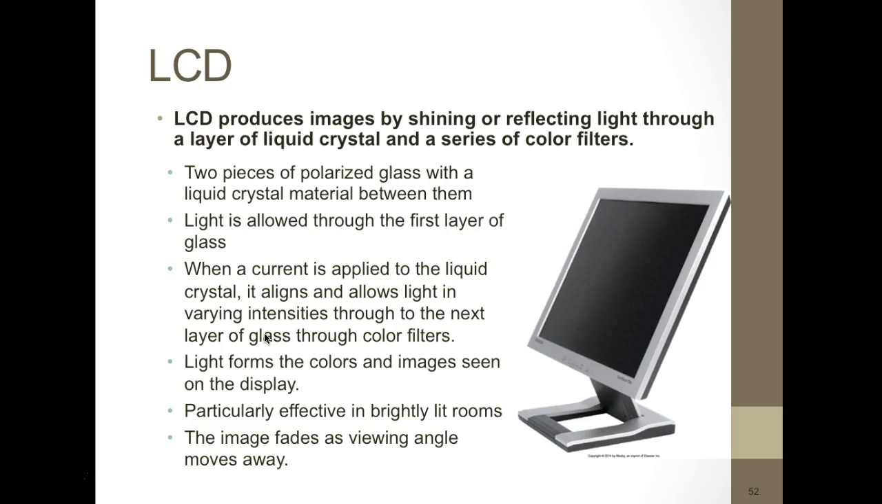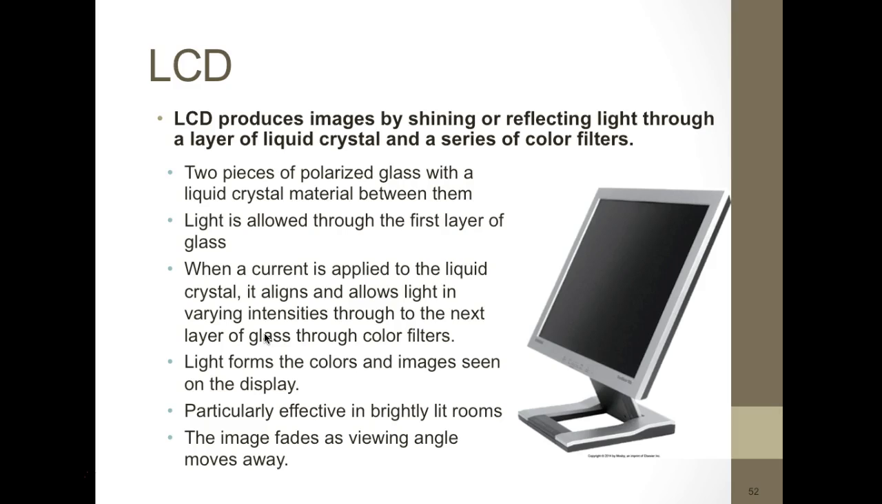LCD. So LCD produces images by shining or reflecting light through a layer of liquid crystal and a series of color filters. So there are two pieces of polarized glass with a liquid crystal material in between them. Light is allowed through the first layer of the glass. When a current is applied to the liquid crystal, it aligns and allows light in varying intensities to go through to the next layer of glass and through color filters. So light forms the colors and the images seen on the display.